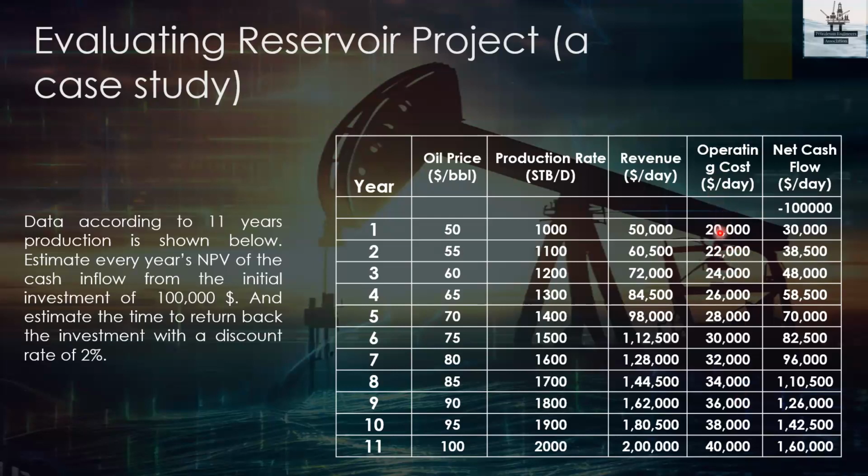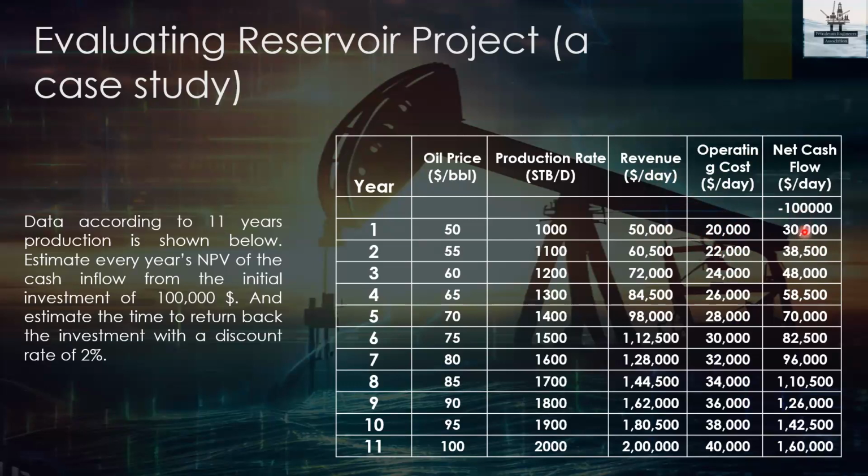For each day, the operating cost is 20,000. You have to subtract it from the revenue that you got, and the remainder is the cash flow, that is the profit. So revenue minus operating cost, 50,000 minus 20,000, will be 30,000. The minus 100,000 is the investment that you are putting into the project.